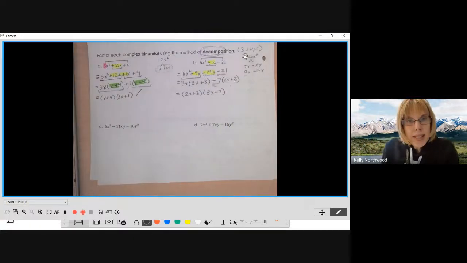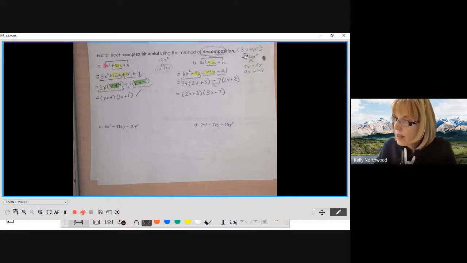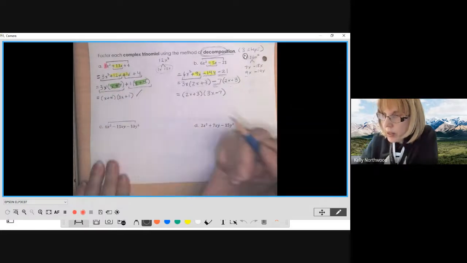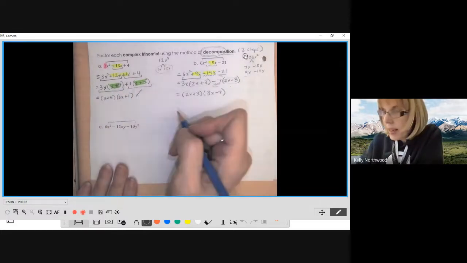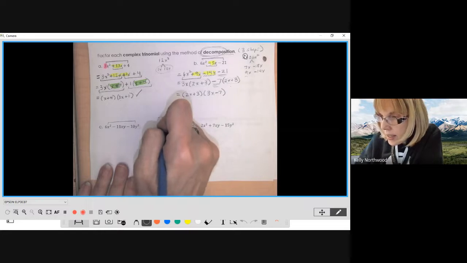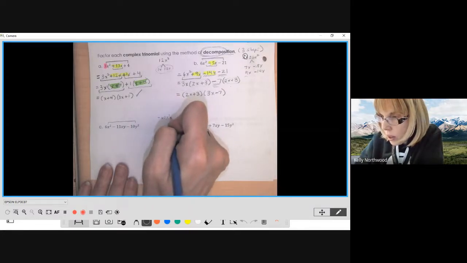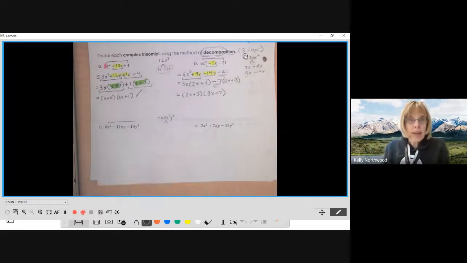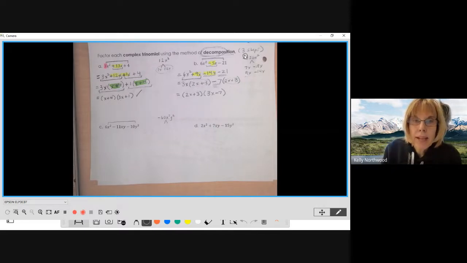All right, the next one, 6x squared minus 11xy minus 10y squared. So again, first step is to multiply the first term and the last term. And you're going to get negative 60x squared y squared. And then we want to add to negative 11xy. Okay, so multiplying to a negative, one has to be positive and one has to be negative.